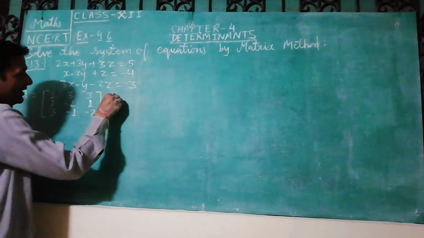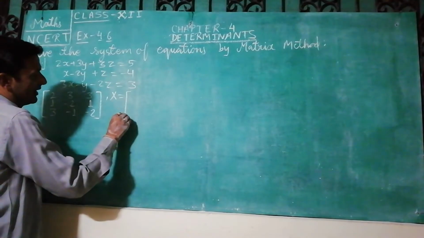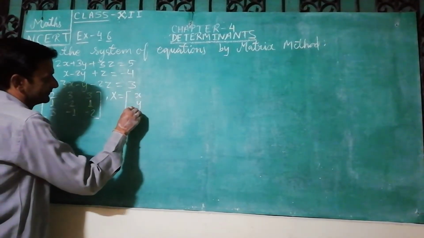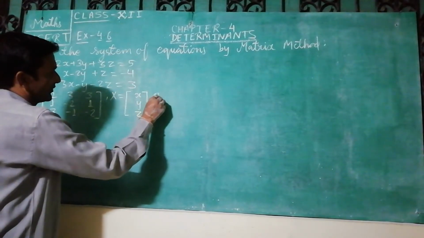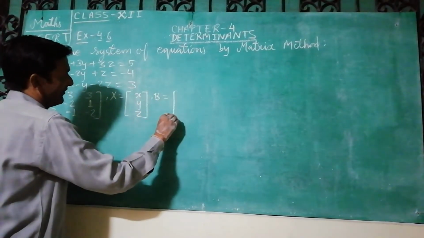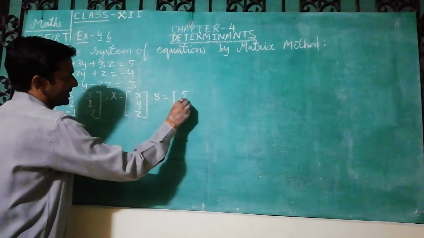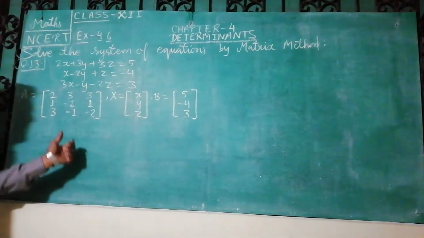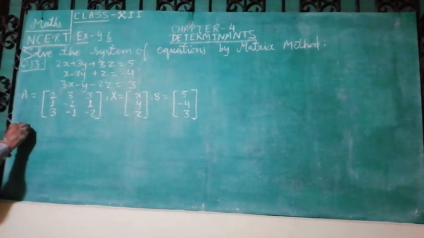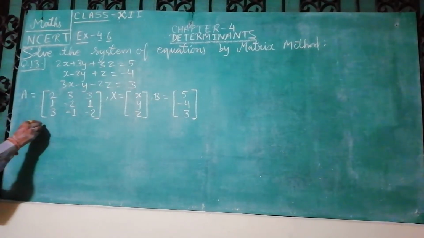Now X is equal to x, y, z, and B is equal to 5, minus 4 and 3. If we want to solve this by the matrix method, then it is given in this form. You see, AX is equal to B.